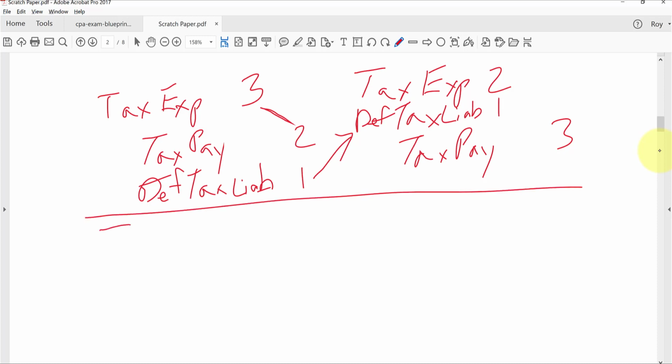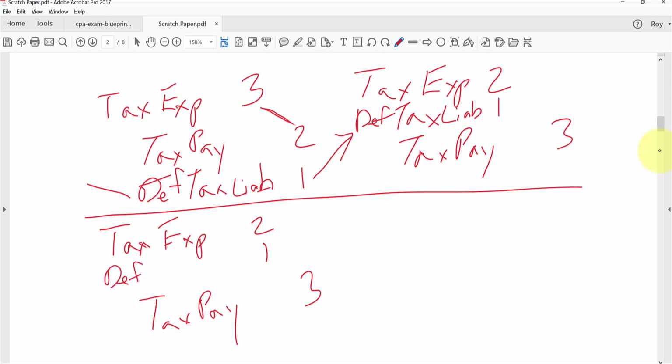Let's have in the initial year a tax expense of $2. But you owe the government more than that. Taxes payable $3. So to equal the debits and credits, you need another debit of $2 more. And again, this is a different situation from the deferred tax liability. Here we have a deferred tax asset.